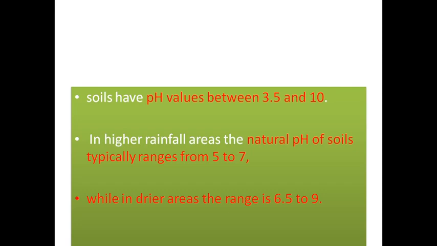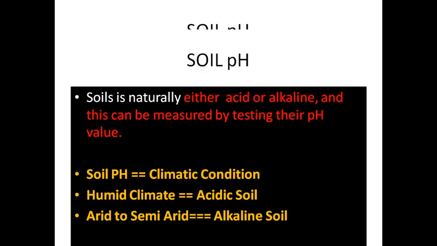Soil pH normally varies from 3.5 to 10. In higher rainfall areas or humid climatic conditions, the pH value of the soil typically ranges from 5 to 7. And in desert or semi-arid climatic conditions, the soil pH varies from 6.5 to 9. Soil is naturally either acidic or alkaline, and it is measured with the help of pH value.